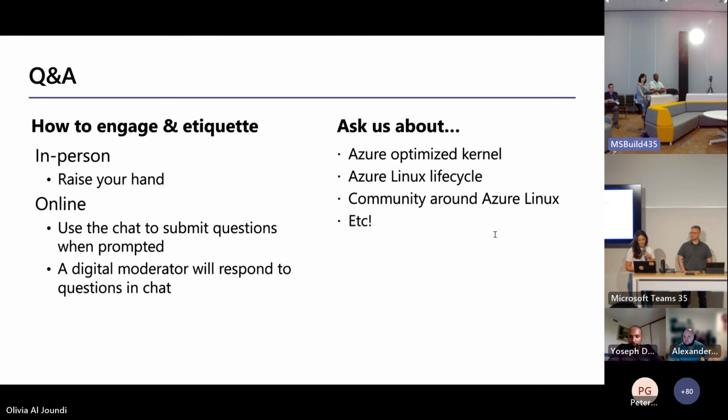Question, will Azure Linux be part of AKS LTS? We were literally just talking about that right before the session. So we're working through the details on that just to kind of bring everybody up to speed, because it's a fairly recent announcement from our side. We made it at KubeCon EU and in Amsterdam a few weeks ago.